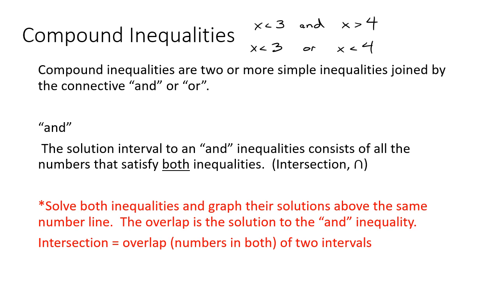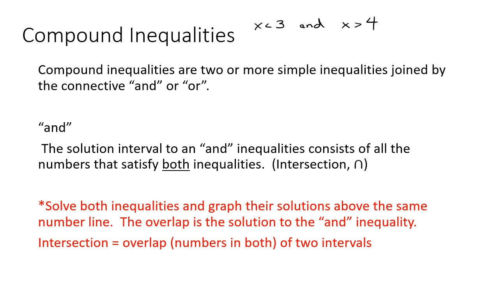So we're going to start off by talking about and compound inequalities. And the idea is that the solution interval to an and inequality are all of the numbers that satisfy both at the same time. That's what the word and means, both. So in order to be part of a solution to something like x is less than 3 and x is greater than 4, it would have to be a number that is both less than 3 and greater than 4. You're looking for the numbers that meet both conditions at the same time.